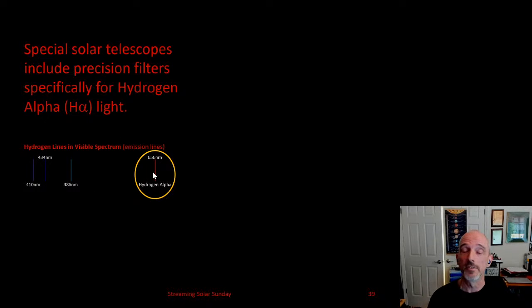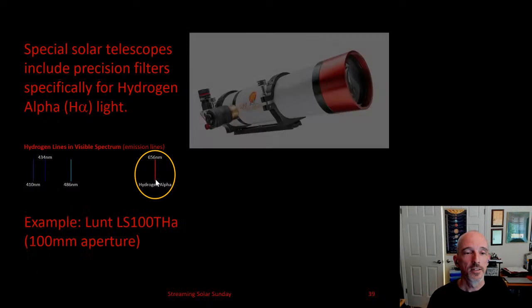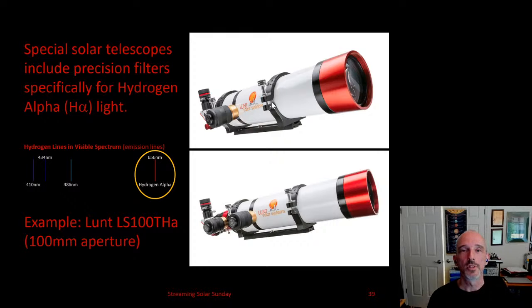So, now we're back to this hydrogen gas spectrum with the hydrogen alpha line over here. And we have telescopes that you can buy for yourself that isolate specifically this color of red. They throw away everything else and they just highlight this hydrogen alpha spectral line. And here's a couple telescopes that do this. This is an example. It's called the Lunt, that's the company, and it's called an LS100THA. Basically it means it's a 100 millimeter lens opening. It's a 100 millimeter aperture telescope.